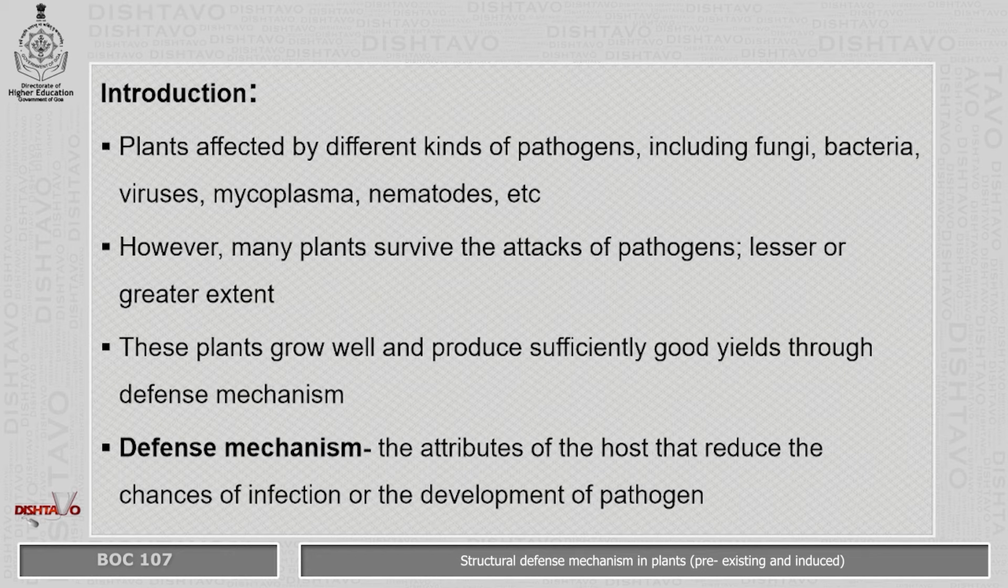As we know, plants are affected by different kinds of pathogens, that is fungi, bacteria, viruses. Many plants survive this attack of pathogens to a lesser or greater extent through the process of defense mechanisms, and these plants will grow well and produce sufficiently good yields through the defense mechanisms. So what is a defense mechanism? It is the attributes of the host that reduce the chance of infection or the development of the pathogen.